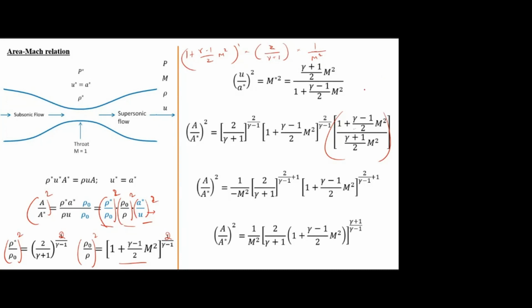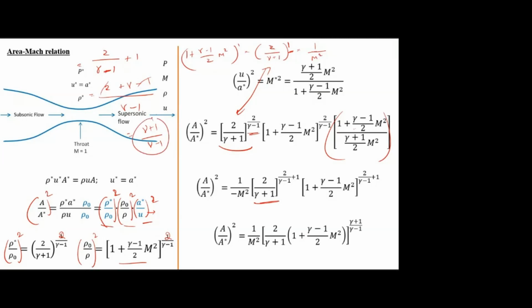Yes, sir. Okay. So here 2 divided by gamma plus 1 power 2 divided by gamma minus 1, and here power 1. Now I can compare these two terms. Power alone I can simplify: 2 divided by gamma minus 1 plus 1. If you rewrite, you will get 2 plus gamma minus 1 divided by gamma minus 1. So this will get cancelled, and you will get gamma plus 1 divided by gamma minus 1. Okay. Is it clear?